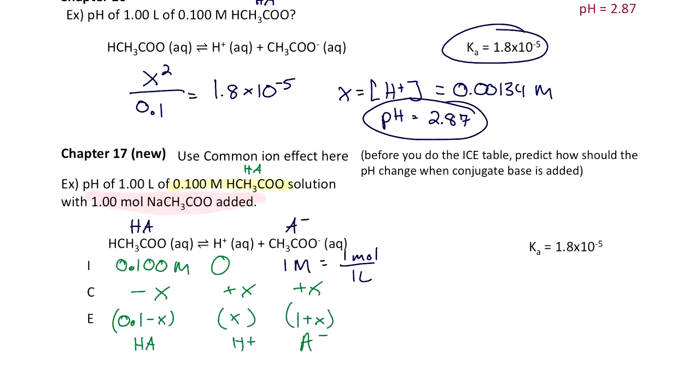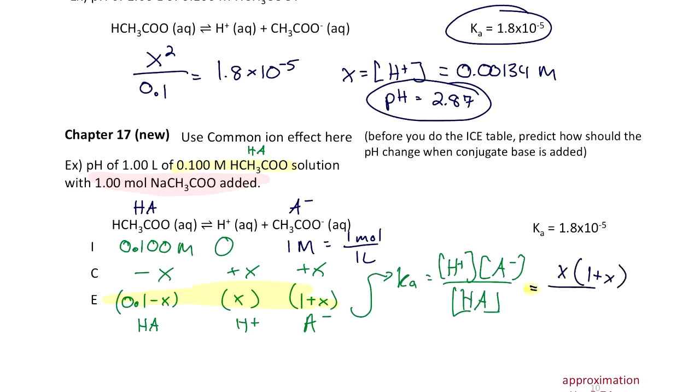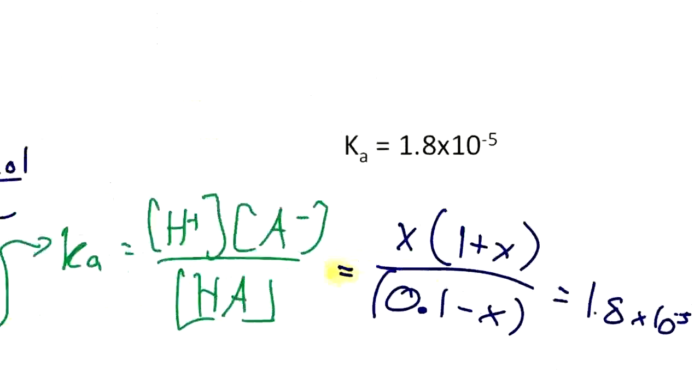What's the trick with ice tables? The E line goes into K, as always. So our Ka expression is H+ times A minus over HA, all at equilibrium. So that whole equilibrium line goes into the Ka expression. So this equals X times 1 plus X over 0.1 minus X equals Ka, so 1.8 times 10 to the negative 5. Boom, all right.